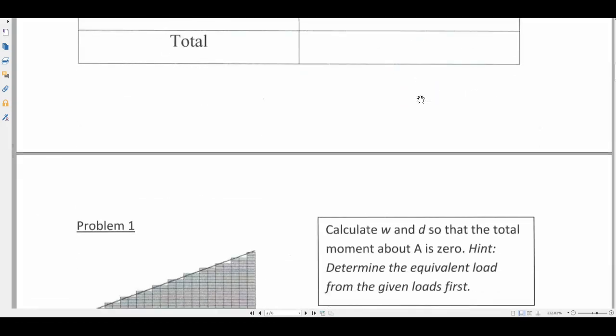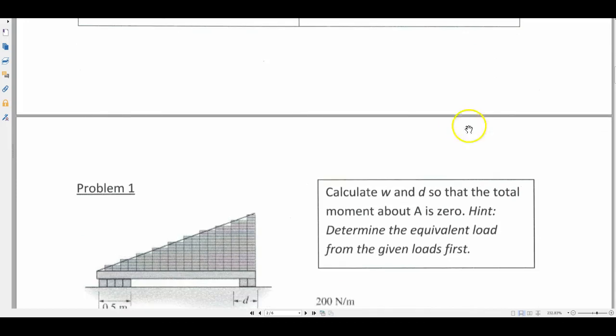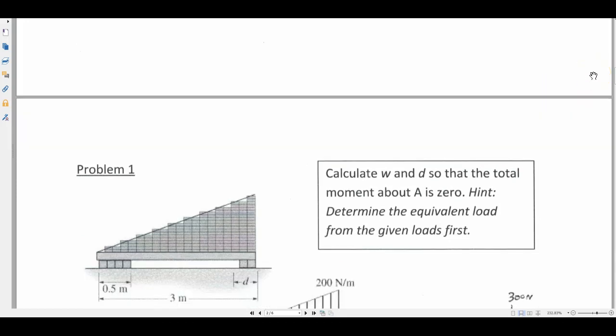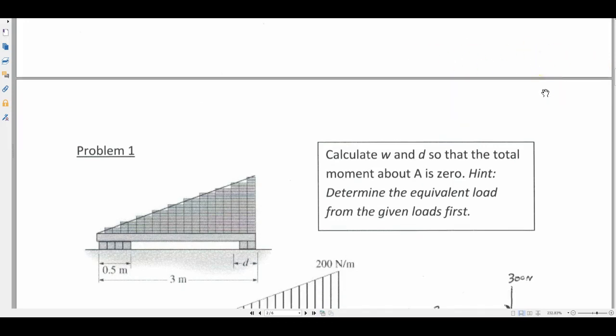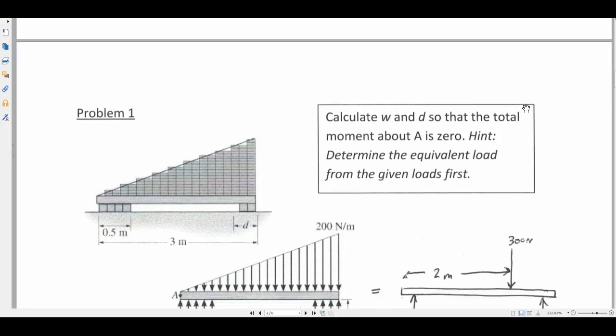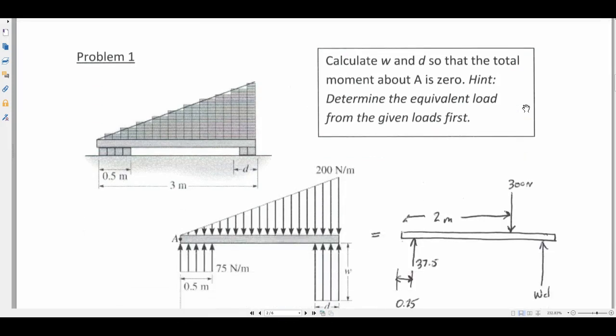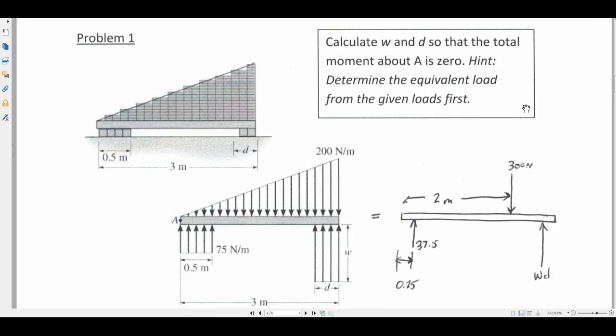Okay, so the first problem here, I can scroll down just enough, we'll see. It says calculate W and D, and it doesn't show W very well there. Where is that? Oh, here it is. Yeah, you have to see this picture. Calculate W and D so that the total moment about A is equal to 0. Hint, determine the equivalent load from the given loads first. So yeah, that's what I would first do.